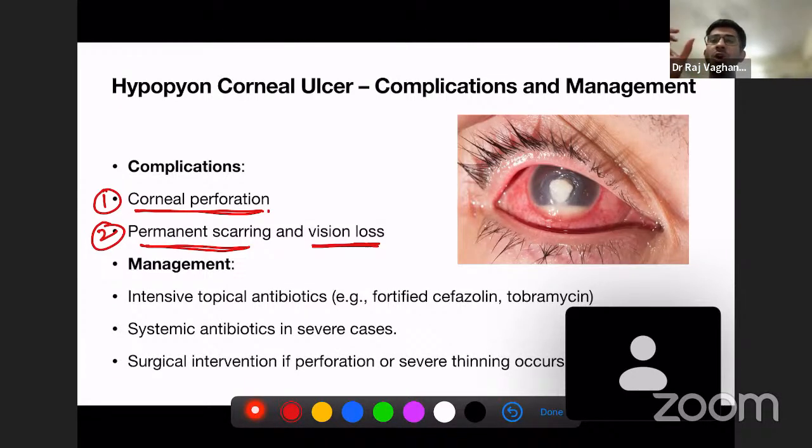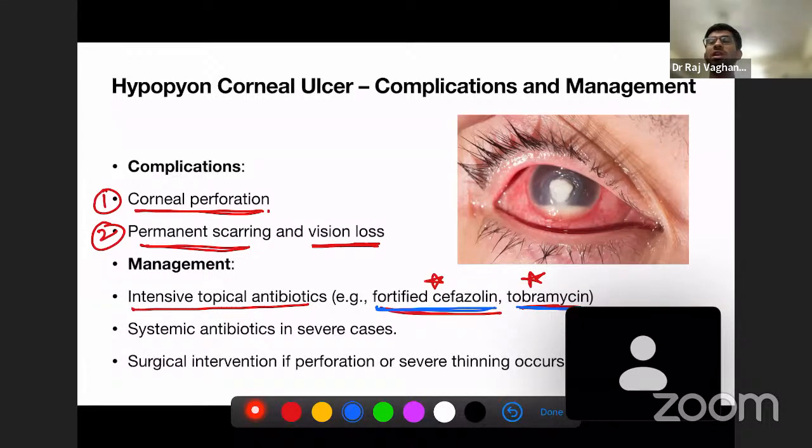Since this is a hypopyon corneal ulcer, it is a bacterial disease. So most importantly, you have to give antibiotics. Antibiotics include intensive topical antibiotics, which are fortified cefazolin and tobramycin. These are the two very important antibiotics that you have to remember in hypopyon corneal ulcer: fortified cefazolin and tobramycin. These are the two most important topical antibiotics used for hypopyon corneal ulcer.